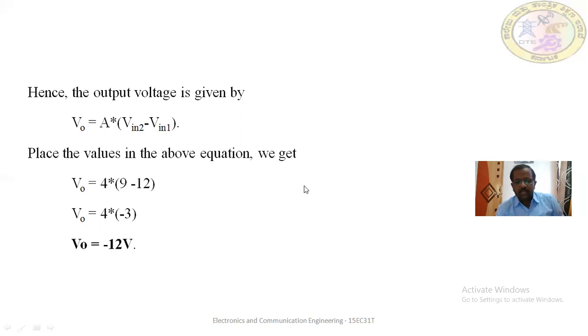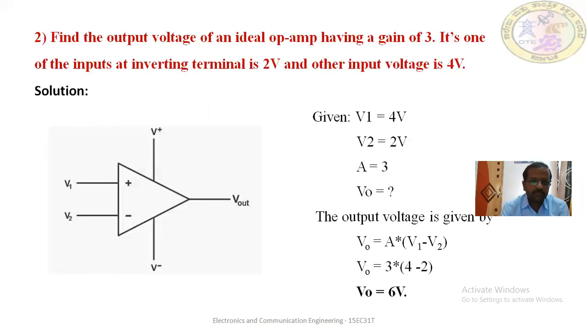Okay. And in the same way, if you take one more problem, it asks: find the output voltage of an ideal op amp. It has a gain of 3, one of its inputs at the inverting terminal is equal to 2 volts, and the other input voltage is equal to 4 volts. In this example also, we are asked to calculate the output voltage. What are the given values here? It is an ideal op amp.